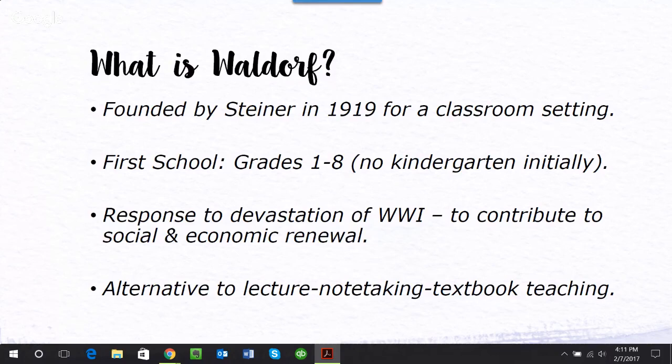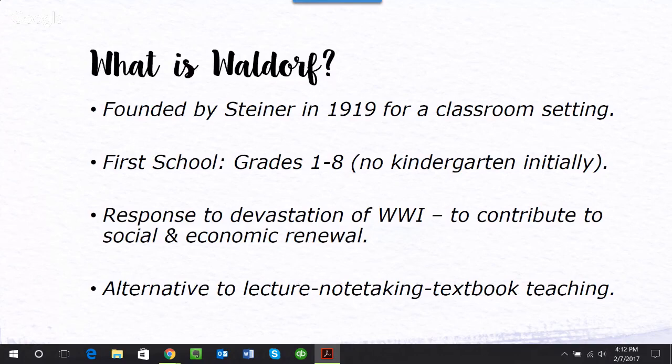All right, so it was created for grades 1 through 8. There was no kindergarten initially, and that was started about 5 years in. No, probably 6 or 7 years in, because it was after Rudolf Steiner had passed away that the first kindergarten was created. So here are 2 really important points.